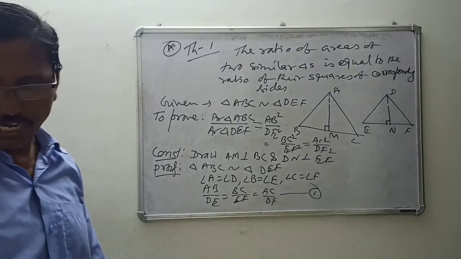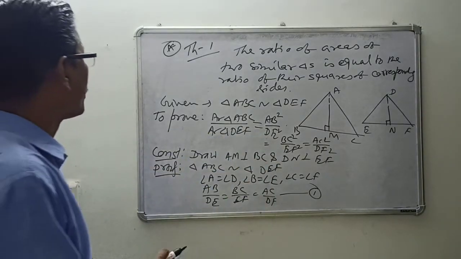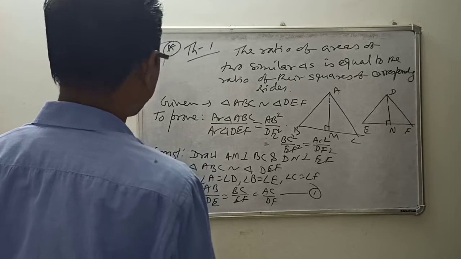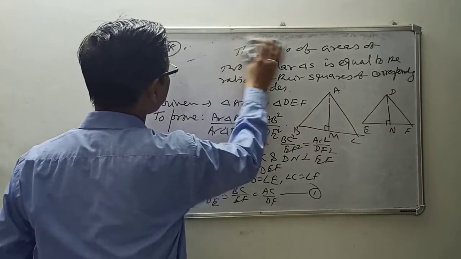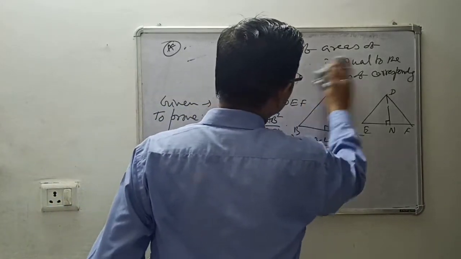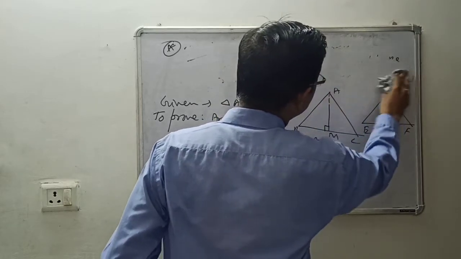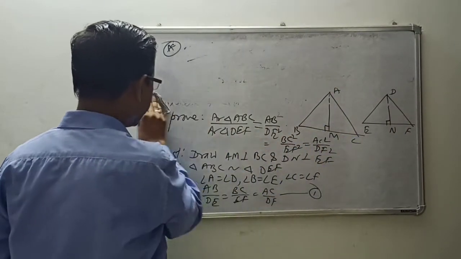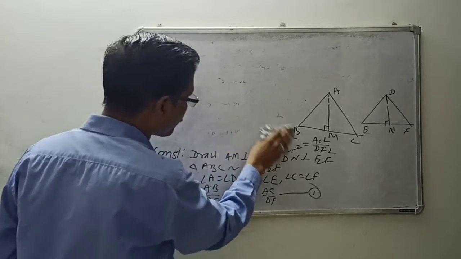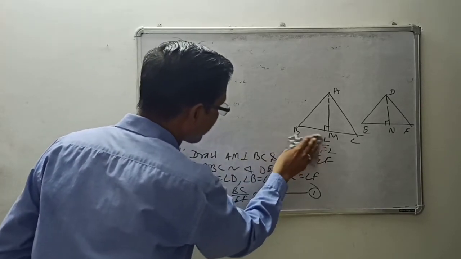Now from that point, the perpendicular is drawn, and the ratio of areas is to be found out. So after that I am starting from here. Area of triangle ABC by area of triangle DEF, that is what we have to prove, and we have to see whether it is coming or not.